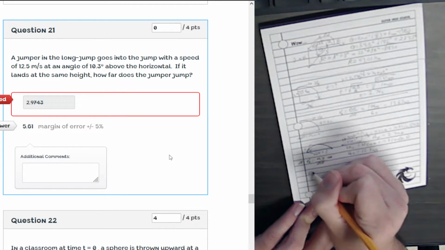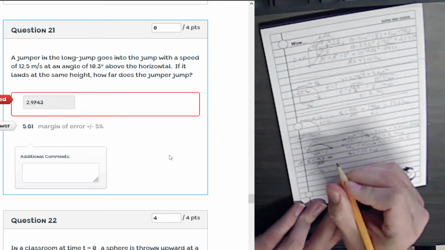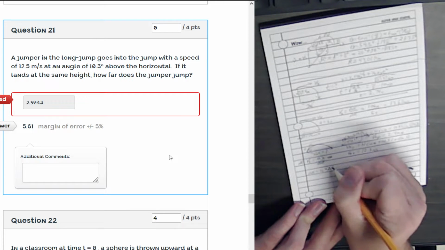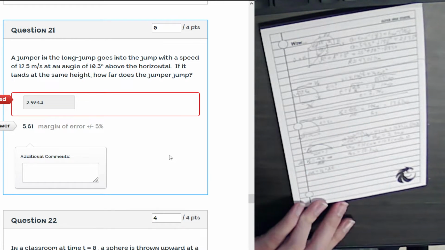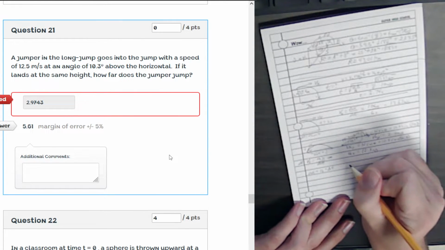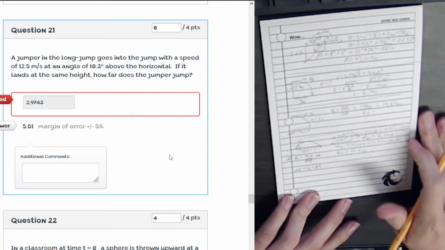So delta x equals vx, v naught x or whatever, it's all the same in x, times delta t. Okay, well I've got v naught x, I can use that, but I don't have the time. So in order to find the time, I need to use our y.